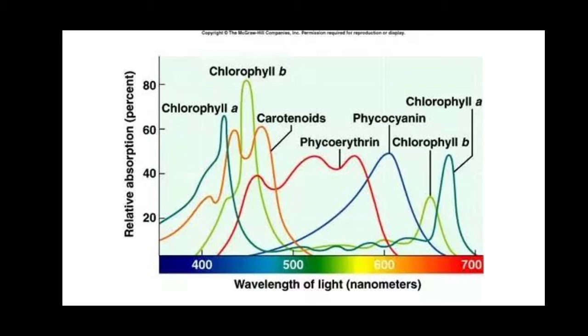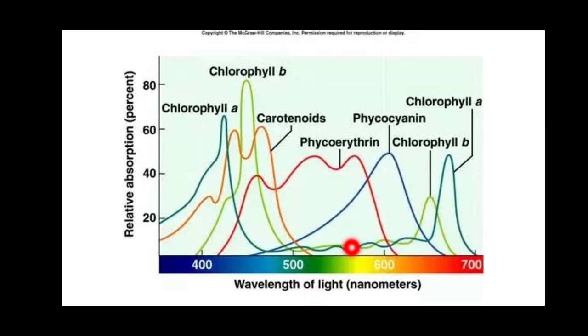This is the entire range of the visible light that we know, starting from the violet to the red range. The entire range is given there, and the wavelength of the light that they majorly absorb is also shown. For instance, you can see this blue pigment phycocyanin in the center.